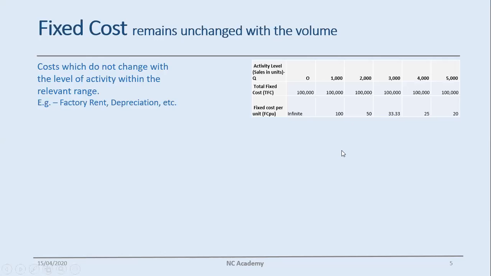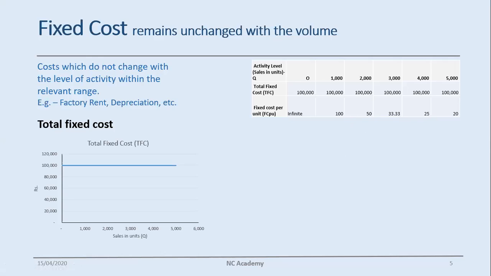Now let's see how this fixed cost relationship can be represented by a graph. Well, let's look at this one. This is a total fixed cost graph. On the x-axis, you can see sales in units, it's quantity. On the y-axis, you can see cost. As you can see in this graph, this line is at the 100,000 level, irrespective of the volume.